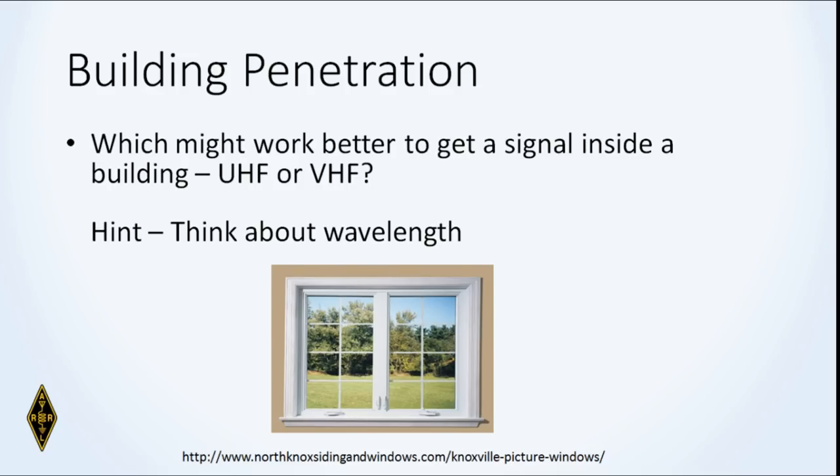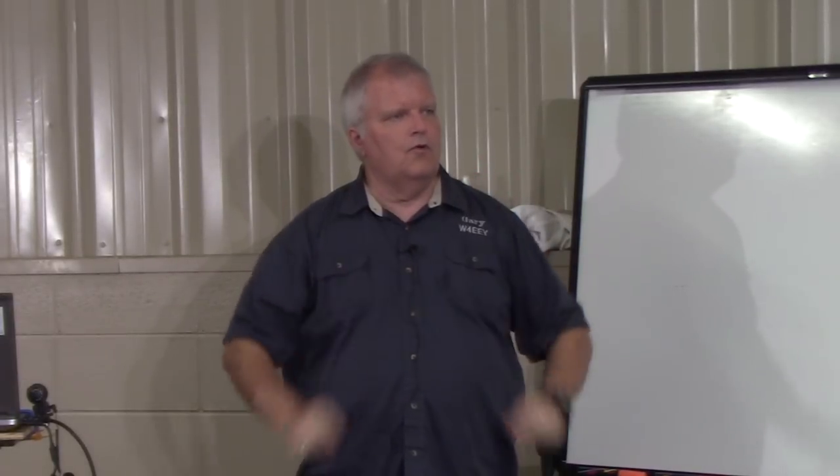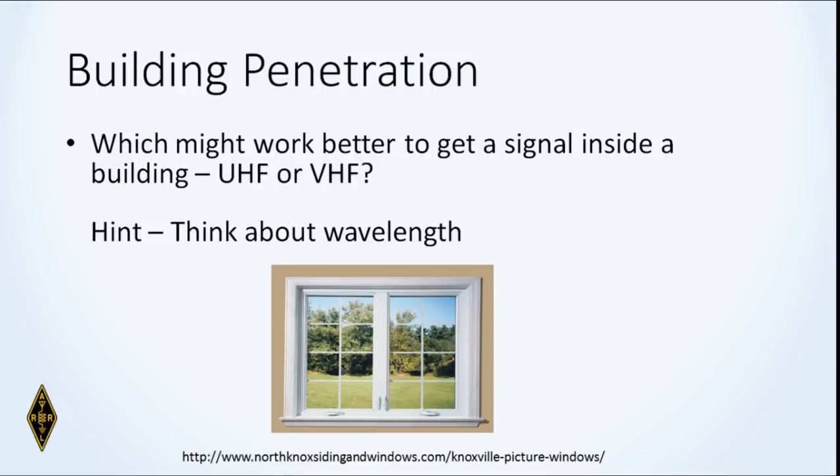So I got a question here for you. A VHF signal might have a wavelength like so, and a UHF signal might have a wavelength like so. Which do you think is going to better penetrate a building? The answer is the UHF, just because of openings in the building, like the windows or whatnot. A UHF signal can more easily penetrate and maybe get reflected around inside the building, but UHF has better reception and transmission capabilities from buildings than VHF signals do.